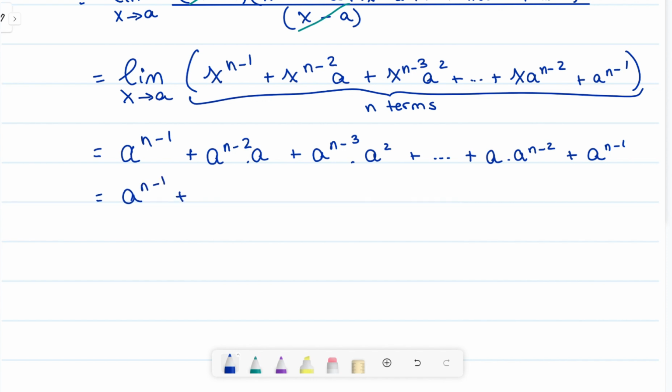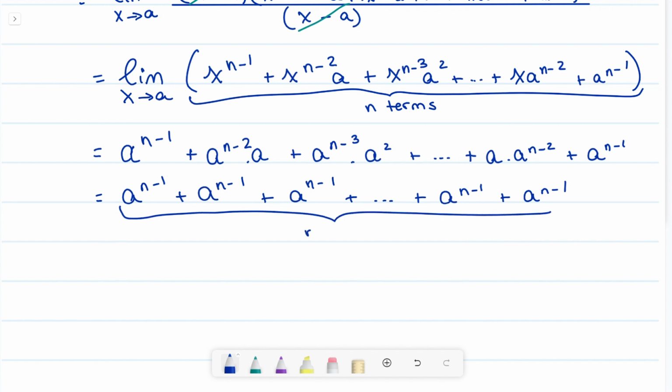Now using exponent rules, a to the power of n minus 2 times a, we add up the powers. This is a to the power of n minus 2 plus 1, which is a to the power of n minus 1. Same thing happens here: a to the power of n minus 3 plus 2 is a to the power of n minus 1. And the same thing happens here. Again, a reminder that these are n terms. So we have the same term being added n times. So this is n times a to the power of n minus 1.